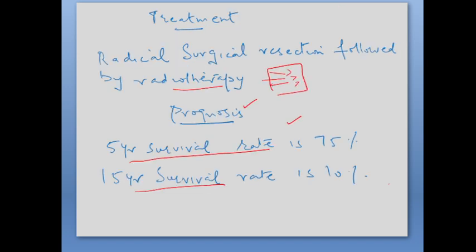Coming to treatment of adenoid cystic carcinoma, as there are chances of recurrence and it is an aggressive tumor, radical surgical resection is done, followed by radiotherapy. The prognosis is not good, and the 5-year survival rate is 75%, whereas the 15-year survival rate is 10%.